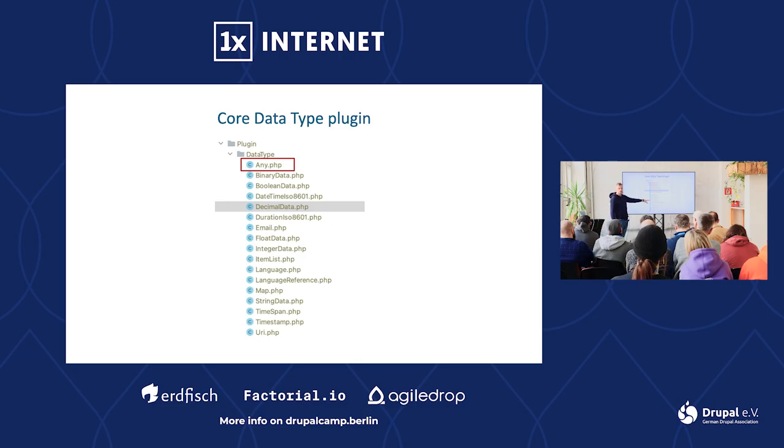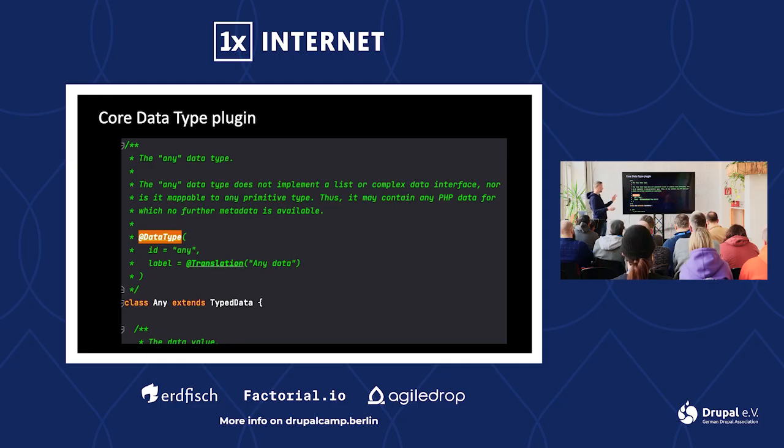Language, the famous problems with languages in Drupal 7. Language reference. Map, which is covering everything you cannot cover with anything else. String, time, timestamp, and URI. There we go. I was curious what the any is. Actually, any is in core, and it may contain any PHP data for which no further metadata is available. So this is just a backdoor. Whenever you have something that cannot be covered by any other type, you can use the any. And the question is, is it used anywhere in the core?